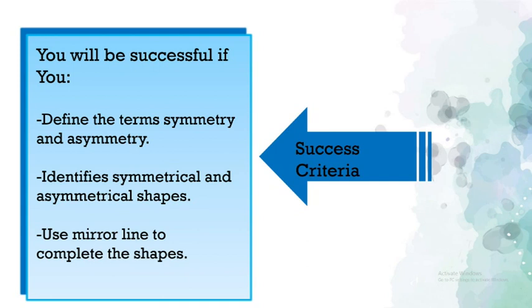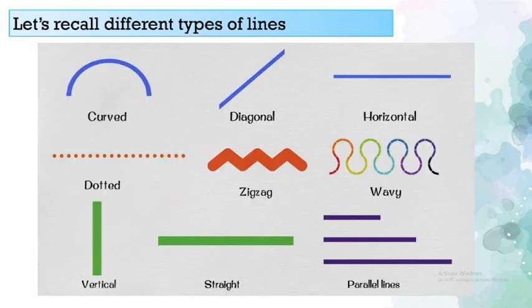Before beginning the lesson, let's recall different types of line. Do you know the types of line? Here are some examples of lines. The first one is curved line, diagonal line, horizontal line, dotted line, zigzag line, wavy line, vertical line, straight line, parallel lines.